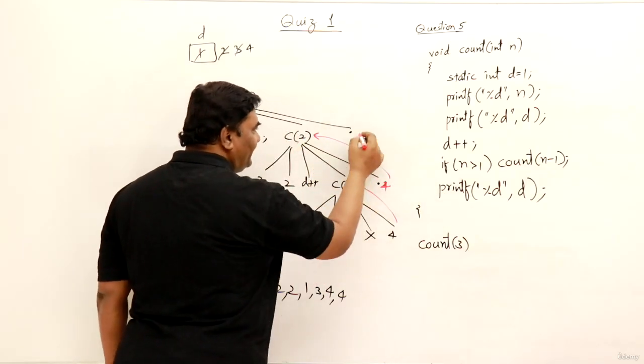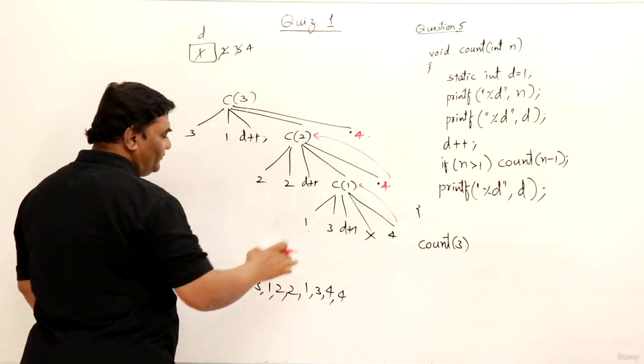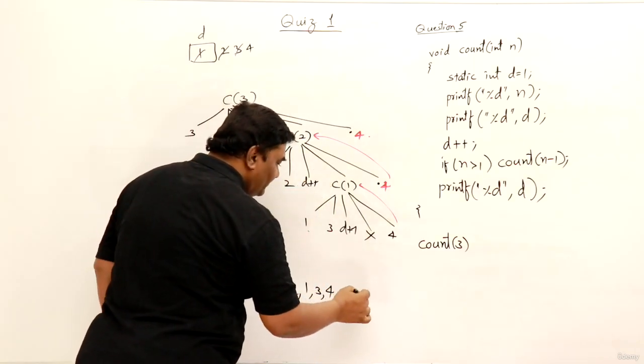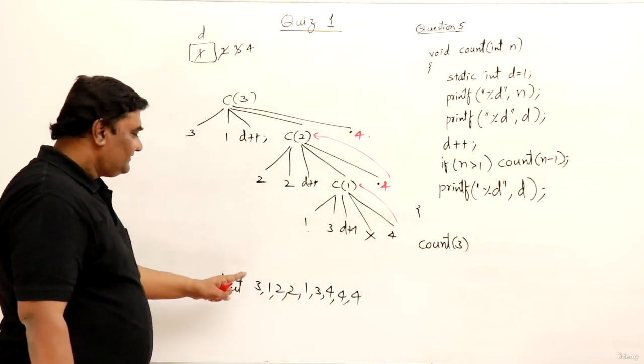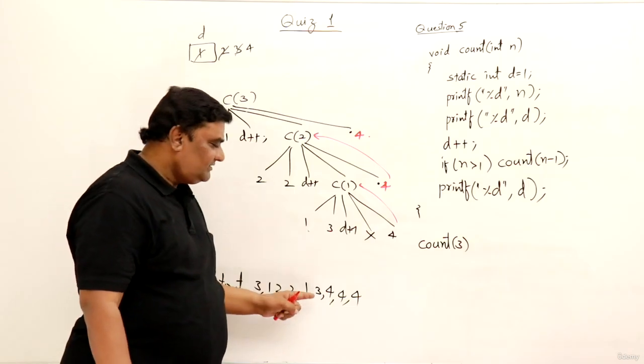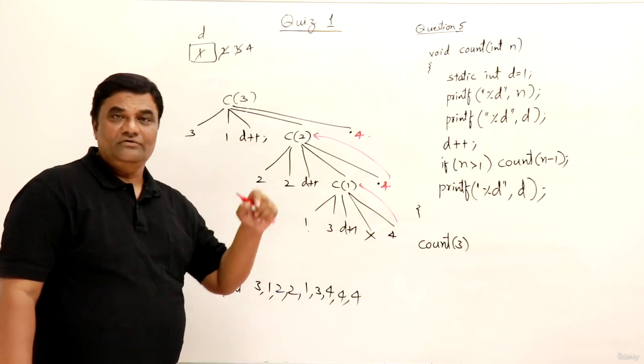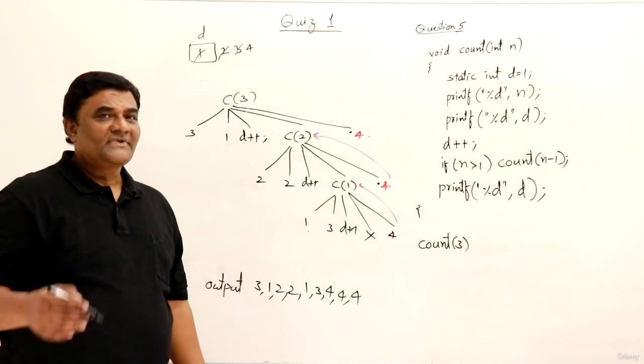What is that? Print. Print what? d. d is how much? 4. So 4 is printed. So the answer is 312213444. So that's all.